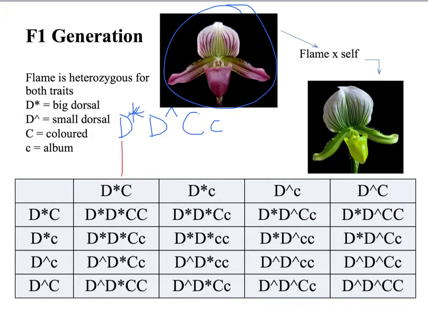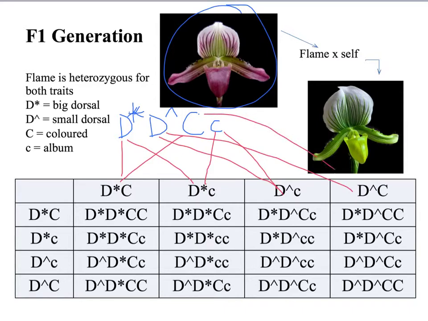The first one is a star D with a capital C. We then also have the star D with the lowercase c. We have the D with the peak and the lowercase c, and then last of all the D with the peak and the uppercase C.